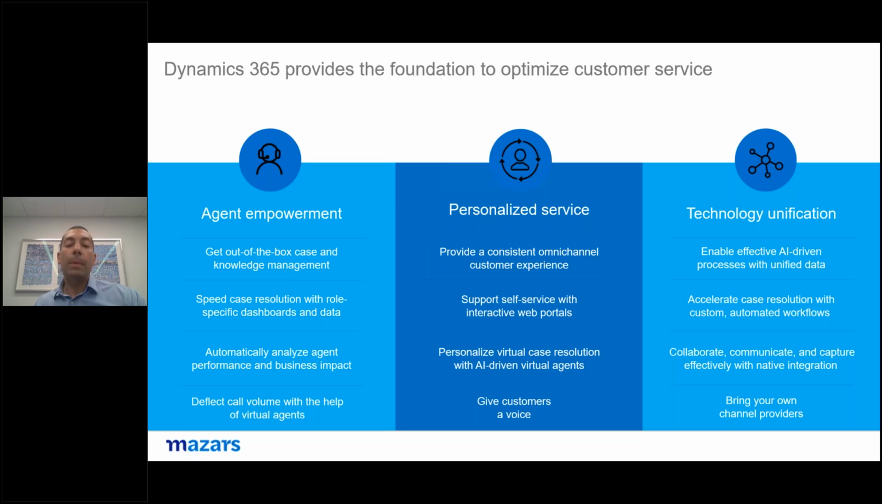Personalize and use virtual agents to automate case resolution and personalize those interactions with those customers. And finally, giving customers a voice. So voice of the customer is critical to ensure you get that continuous improvement feedback from customers. Whether they're satisfied or not, you want to hear all that feedback, and those surveys and that customer voice is critical. And finally, technology unification.